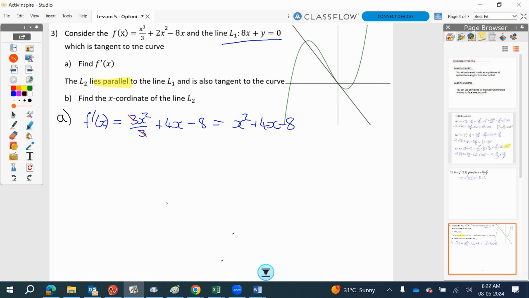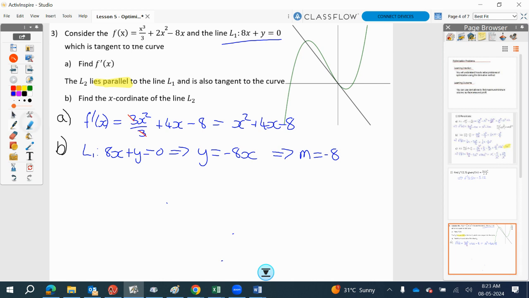So for B, you've got line 1 is 8x plus y is equal to 0. That implies if we rearrange it into slope-intercept form, we get this. This implies the gradient is equal to minus 8. So here is the slope. We know that the slopes are parallel. So line 2 lies parallel to line 1, and both of these are tangents to the curve.